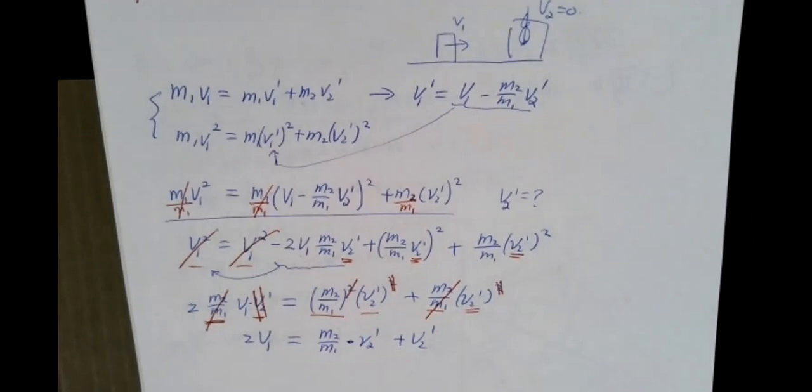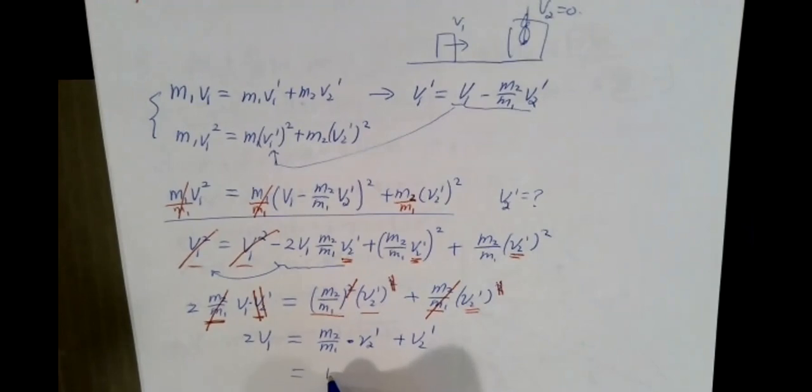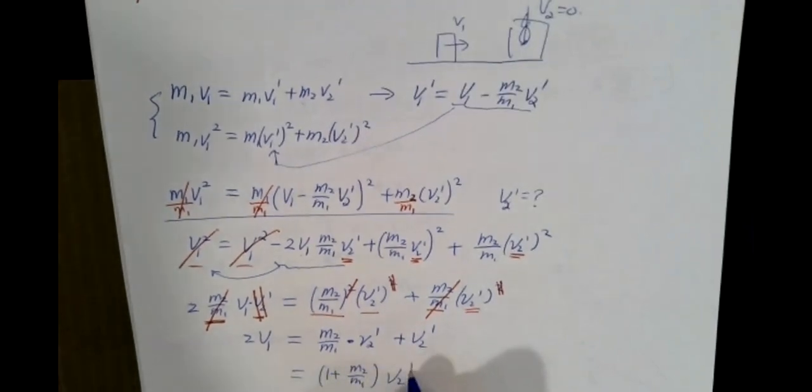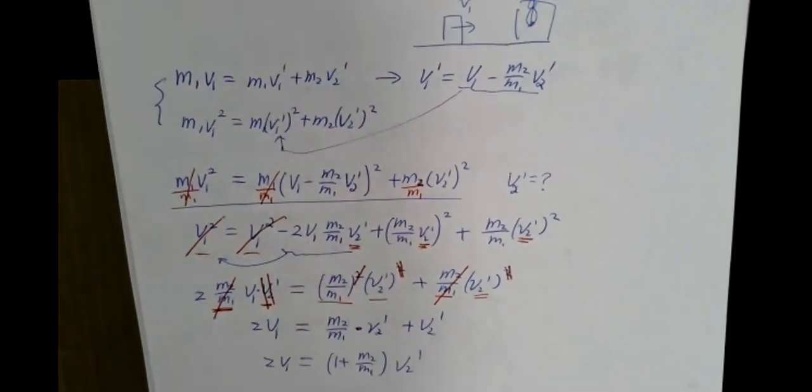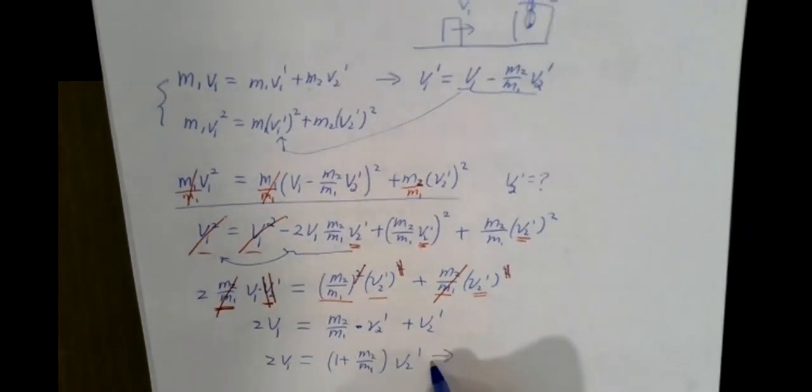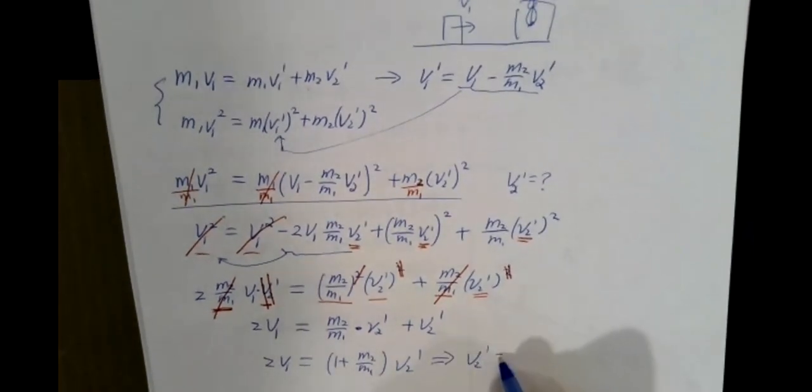Okay, so then this is 1 plus m2 over m1 times v2 prime on the right hand side, and then this is 2v1 on the left hand side. Okay, so then for v2 prime, you'll be able to solve for that. That should be 2 times v1 over 1 plus m2 over m1.